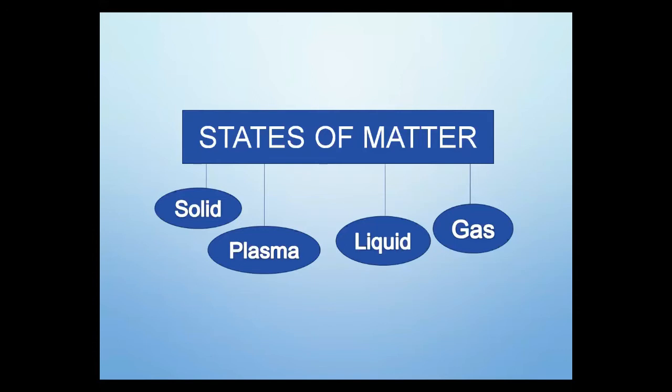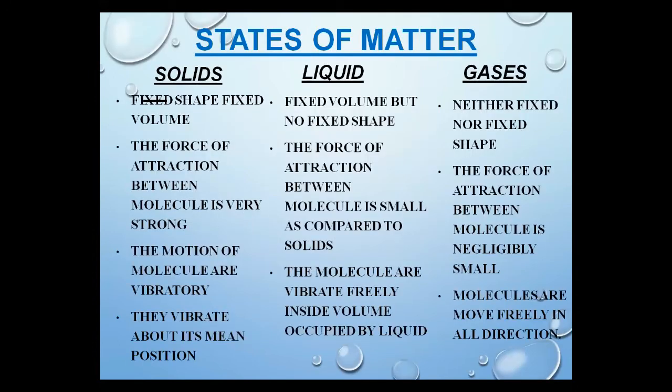So here we will discuss some important properties and the states of matter. Basically we have three states of matter. The first one is solid, the second is liquid, and the third one is gas. Then we will focus on the fourth term, which is plasma.